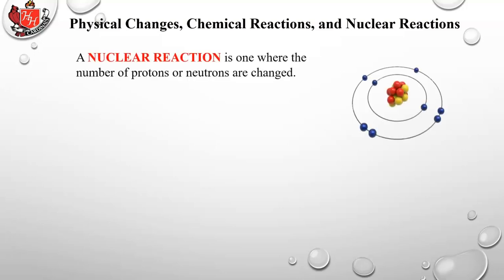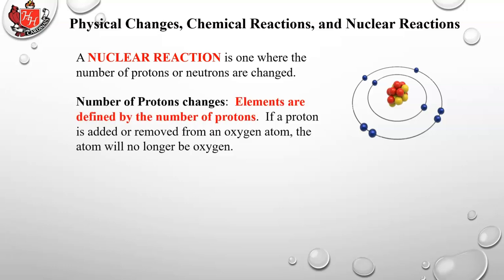A nuclear reaction is one where the number of protons or neutrons in the nucleus change. If the number of protons changes, remember that elements are defined by their number of protons. This is a key point. If a proton is added or removed from an oxygen atom, the atom will no longer be oxygen. Okay, it'll be some other element.